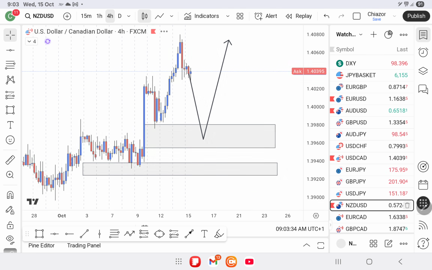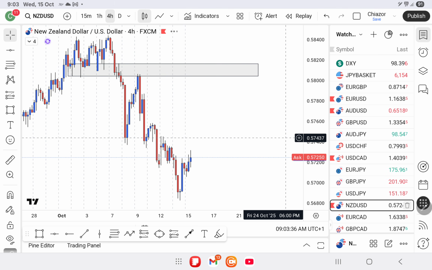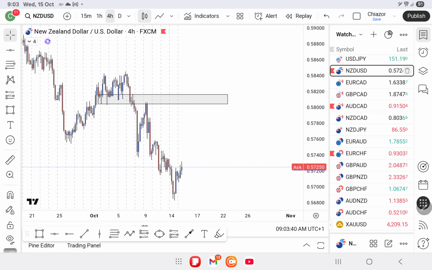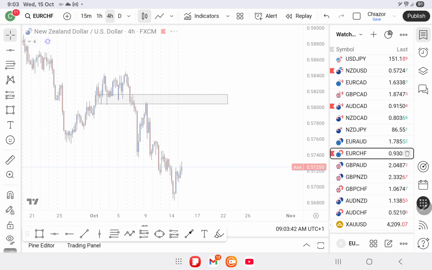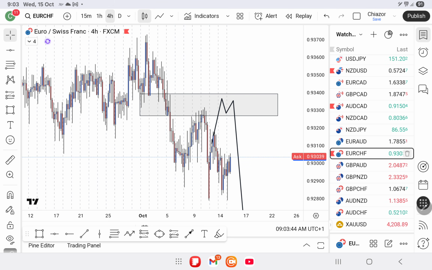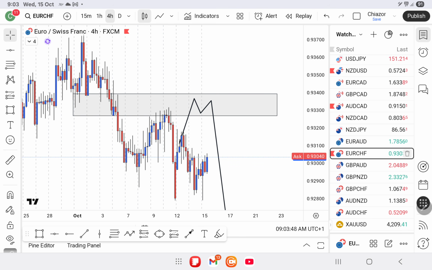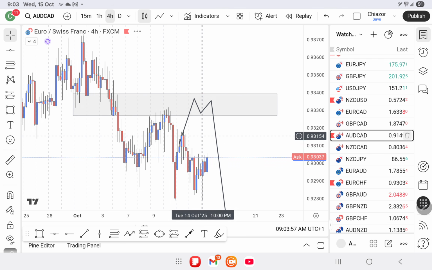All right, now NZD also. I think the entry is still a bit too far on NZD. Now EUR/CHF, if you remember, I shared EUR/CHF on Monday also. The market didn't get to our entry before going down. I was expecting the market to at least come into this level, but it didn't come up to that level and then went down from there.